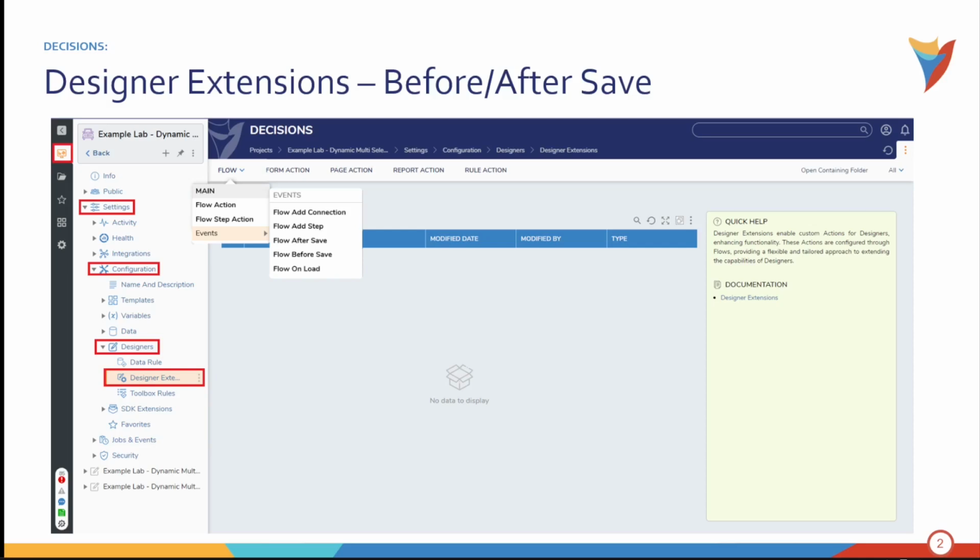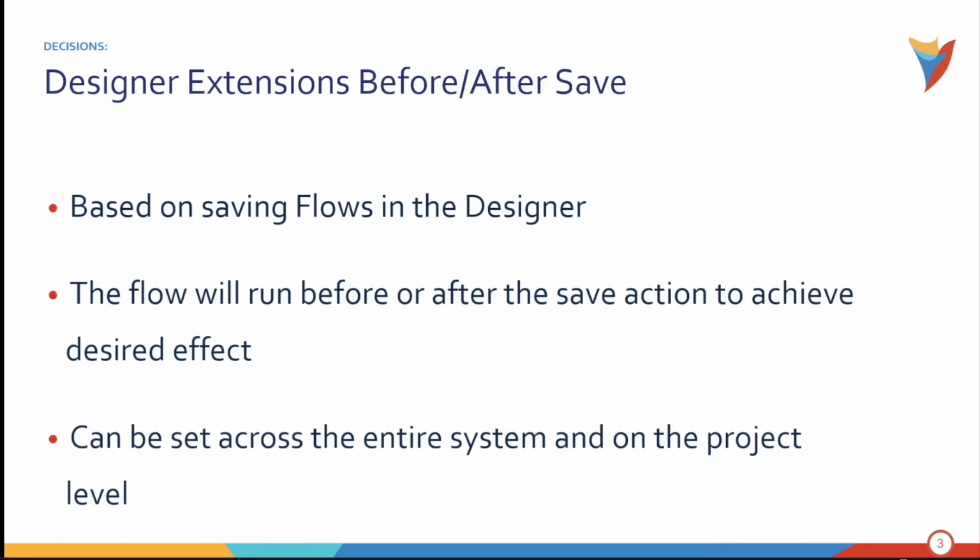But essentially what you do is in designer extensions, you go to the flow option up at the top and you'll see a list of events, and you can add additional events for flows to run after a save happens, right before a save happens, and even more things like when the flow loads or when you add steps to the flow as well. But our focus here is going to be about the before and after saving ones. So in the designer extensions, this is basically just based on the flows in the designer. So when you save a flow in the designer, it will run these particular actions that we build, either right before the save happens or right after the save happens.